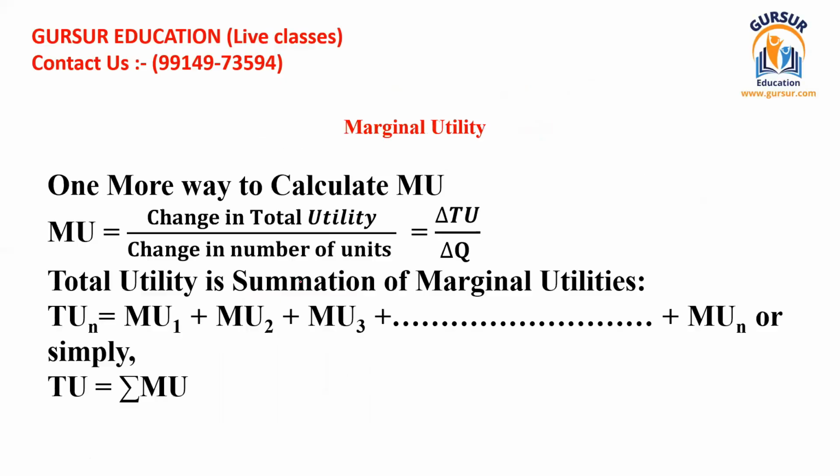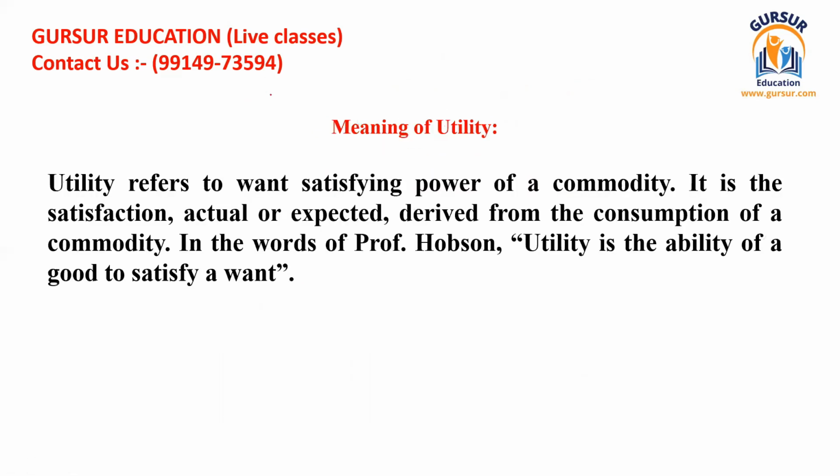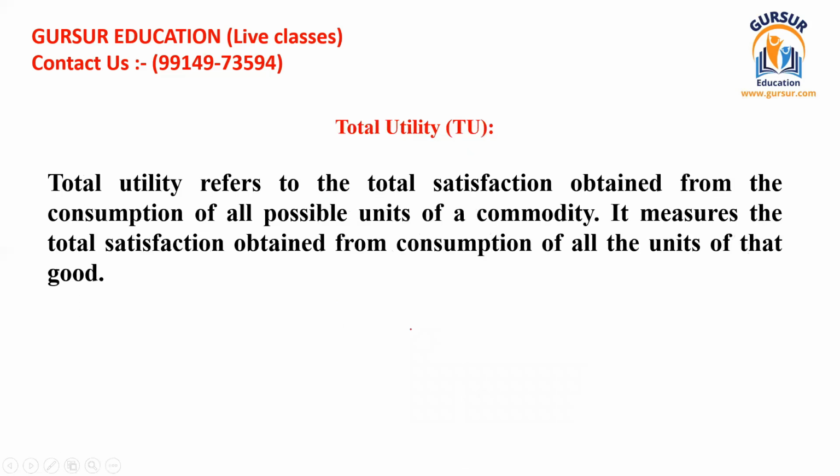If we are making the conclusion or crux of this lecture, I can simply say that utility is the want satisfying power of a commodity. When you eat something, you get satisfaction, and that satisfaction is known as utility. When you consume more and more, you get more and more satisfaction. And if you make a sum of all these satisfactions, that comes to be your total utility.